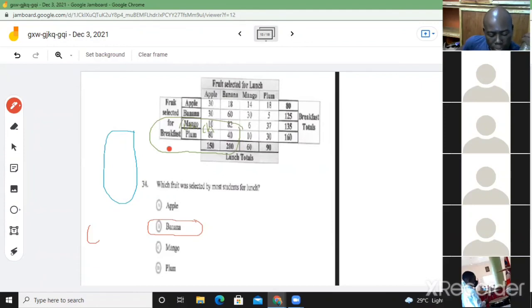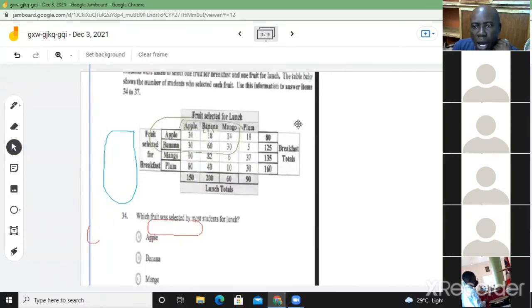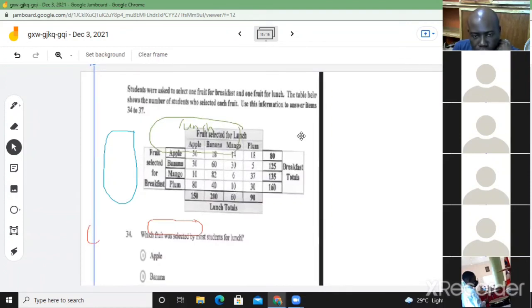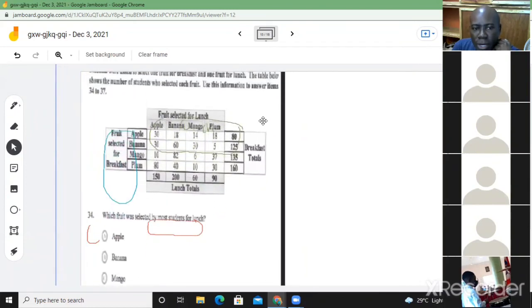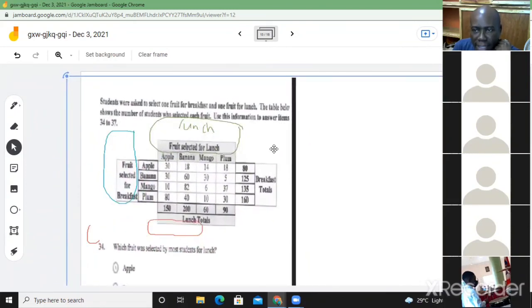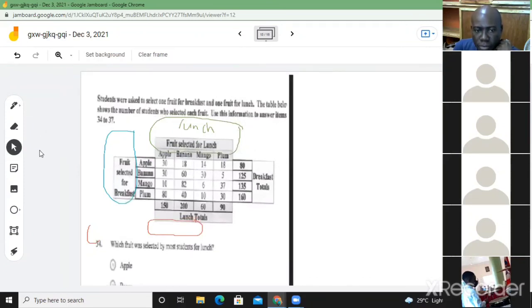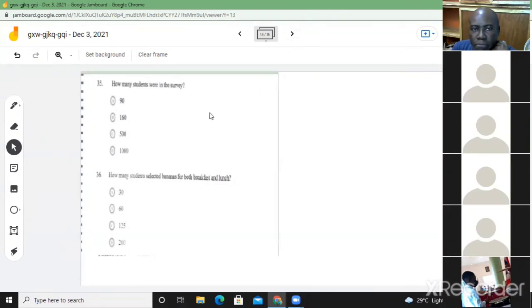No, sir. Did the question say it's a different set of students that selected? Imagine if you went to school. It says students were asked to select one fruit for breakfast and one for lunch. So let me ask the question. Would you agree it's the same students that select for breakfast, select for lunch? Yes, sir. Very good. Because it says students were asked to select what they want for breakfast and lunch, it's not a different set of students for lunch or just breakfast.